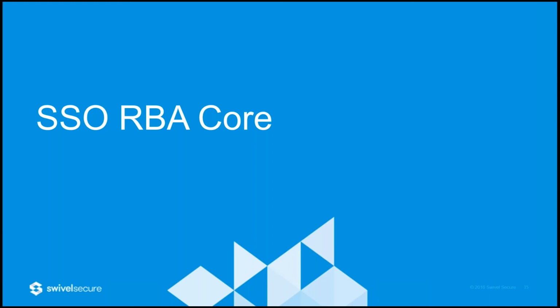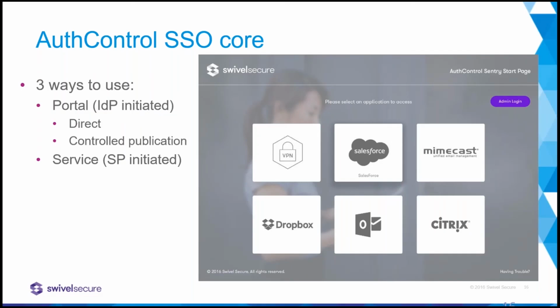Now, the single sign-on RBA core, well, it actually allows you to have three ways to use. So you can use portal access, so ID provider initiated communication, or service provider when you go directly to the server, to the service that you're trying to use. So you go straight to the VPN, and then the VPN redirects you to this page. Now, this can be controlled in terms of publication. So you can have everything there, as you can see here, or you first need to input your username, and consequently, the system's going to allow you only to use the apps that your group was allowed to, for instance. So there you go. It's a direct or controlled publication.